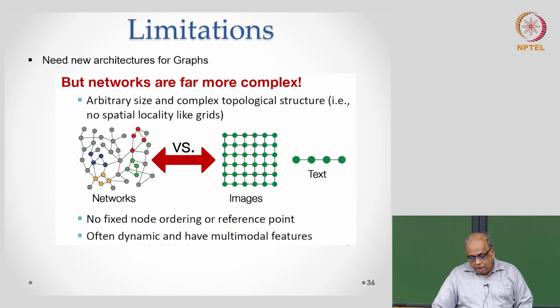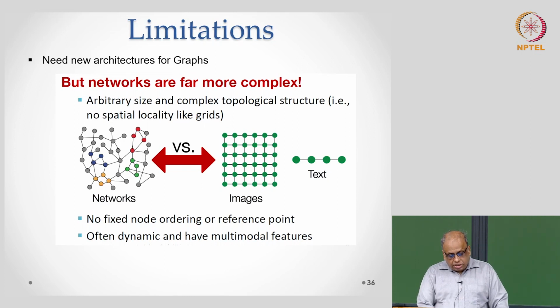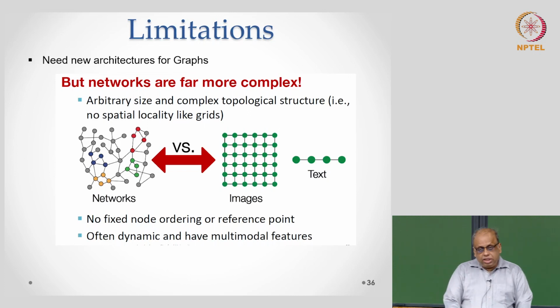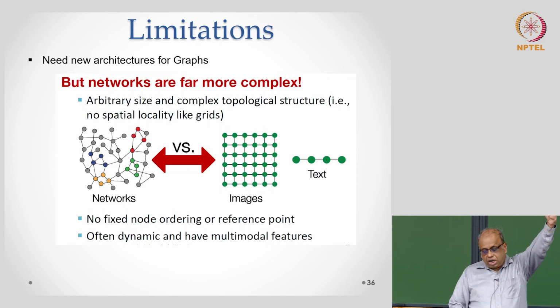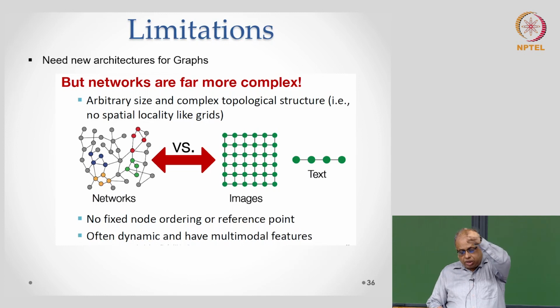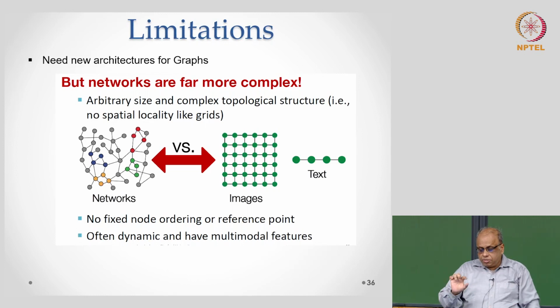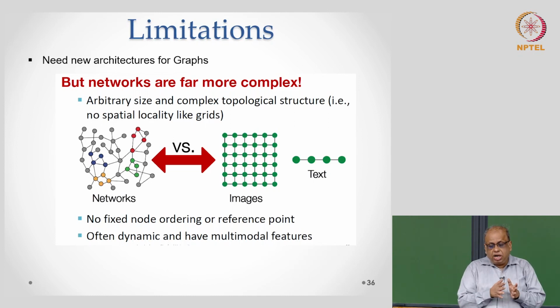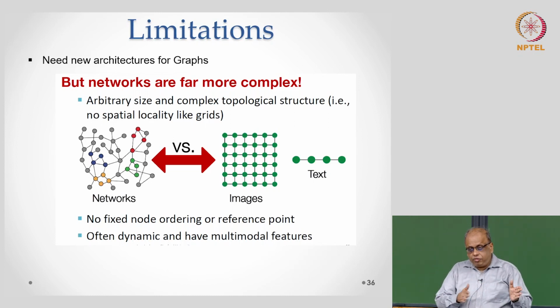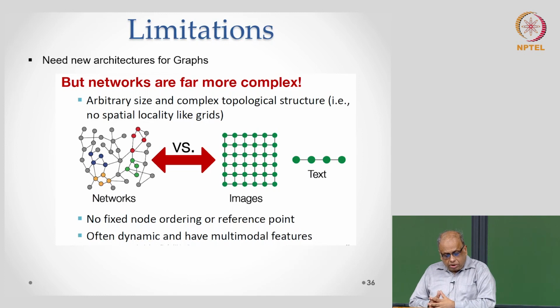It is a network structure, and it is of arbitrary size and complex topological structure, as you all know. And so this network structure is not an image or a text. Both in images and in text, you have a fixed node ordering or reference point. You know that for the image, you can start from the left, do one row, then come to the next row. And therefore, for each of them, you can create smaller kernels and try to figure out what the features are in that. Similarly, for text, you go from left to right, unless it's some other language, and then you try to calculate the features.